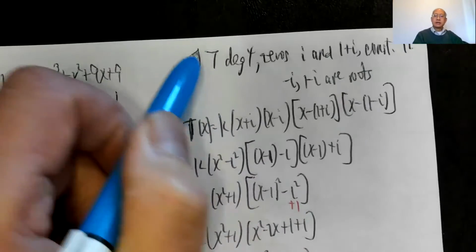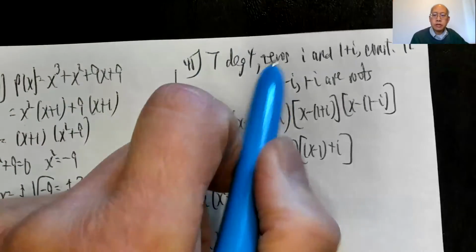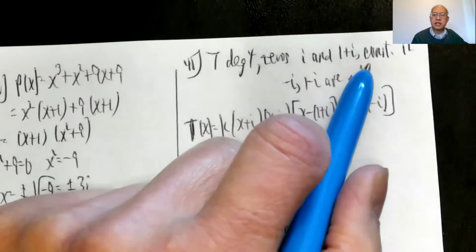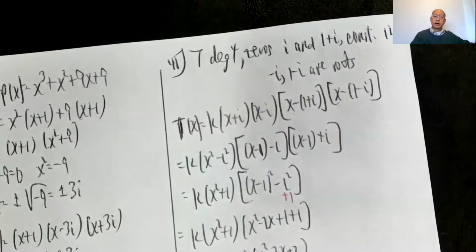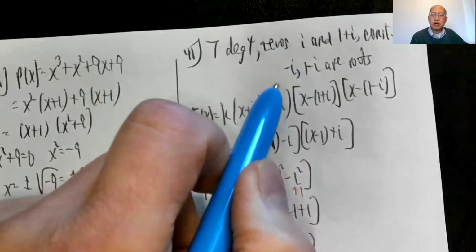45. T is degree 4. The zeros are i and 1 plus i and a constant term of 12. Okay, so if I have a zero of i, I also have negative i. If I have 1 plus i, I also have 1 minus i.